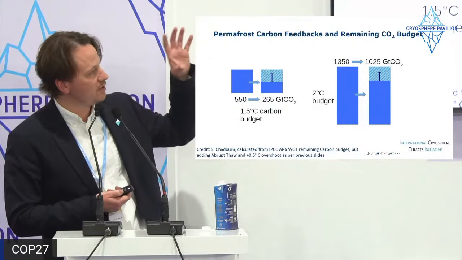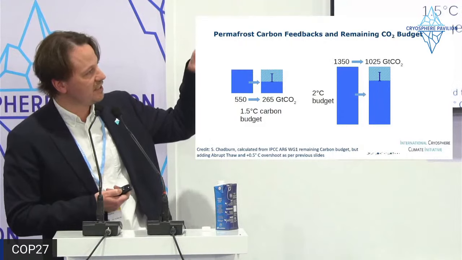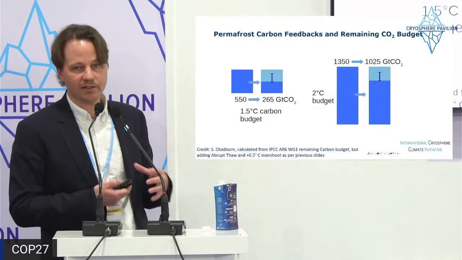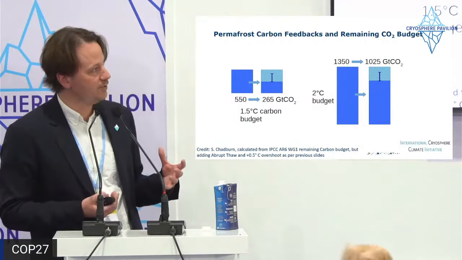The full squares represent the full carbon budget, and then you see these hashed light blue line areas that are what is being eaten up by the permafrost alone.